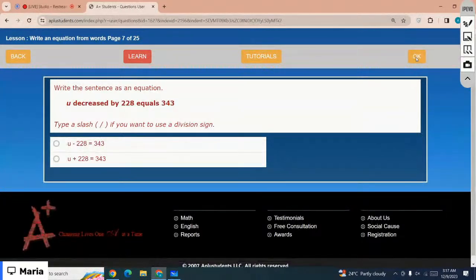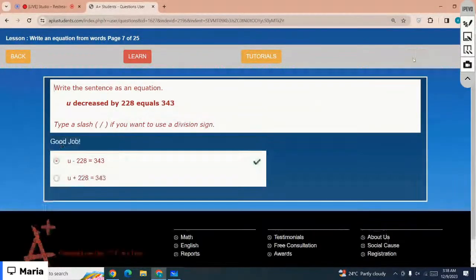Okay, U decreased by 228 equals 343, which is the correct option? Decreased means you have to subtract, right? So it would be U minus 228 equals 343. Very good. Option number one is the correct option. U minus 228 equals 343.